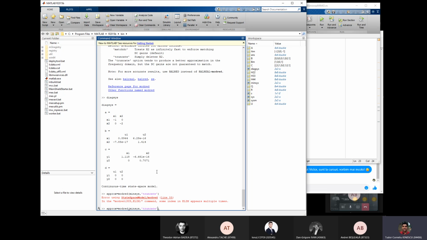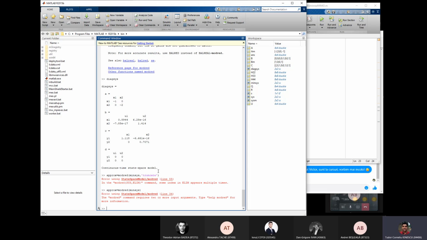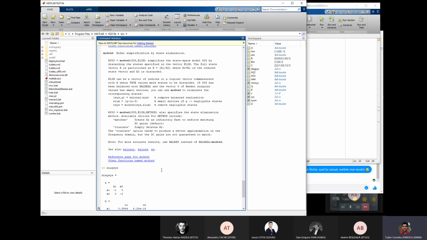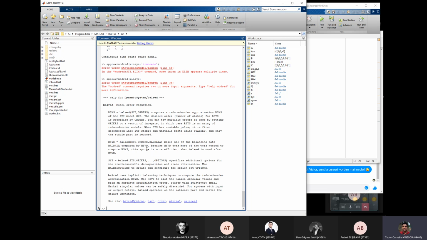Let's not use this. Let's just use anything for the time being. I just want to use modred. Oh, it's not working. Why? More than input arguments. Cannot use just modred. Oh, I need to eliminate something. Well, what am I going to eliminate? It's balred as well. Let's use balred instead of modred, because I want to use something simple, because I just need to use something.